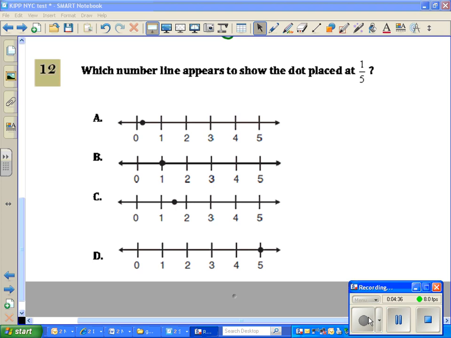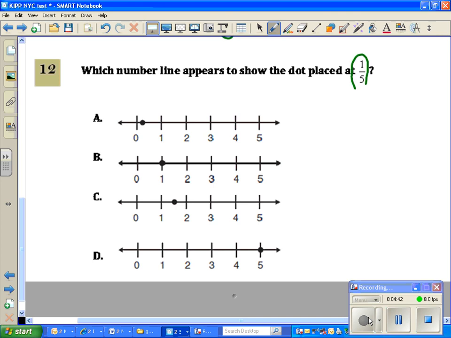Okay, question number 12. Which number line appears to show the dot placed at 1/5? So I'm looking for 1/5. I'm looking at the number lines and I'm noticing that they're all going from 0 to 5. But I know that 1/5 is less than 1. So it's going to have to be between 0 and 1. And I'm noticing that the only one that is between 0 and 1 is this choice here.